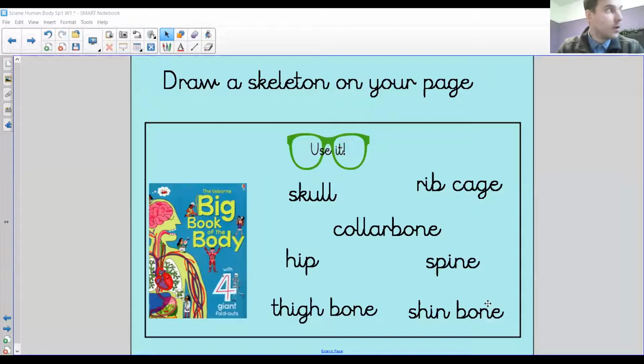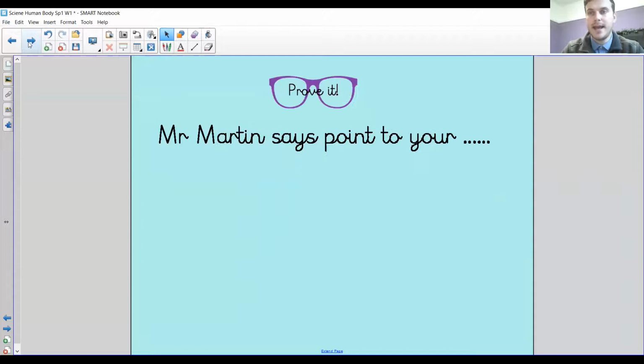Once you've done that, we are going to play a little game. We're going to play a game of Mr. Martin Says. It's very similar to Simon Says. Just quickly, if you're not sure, if I say Mr. Martin Says, point to your skull, you need to do that. Mr. Martin Says, point to your collarbone, you need to do that. If I do not say Mr. Martin Says, then you just stay where you are, because I'm going to try and catch you out. I'll probably need to stand up for that.